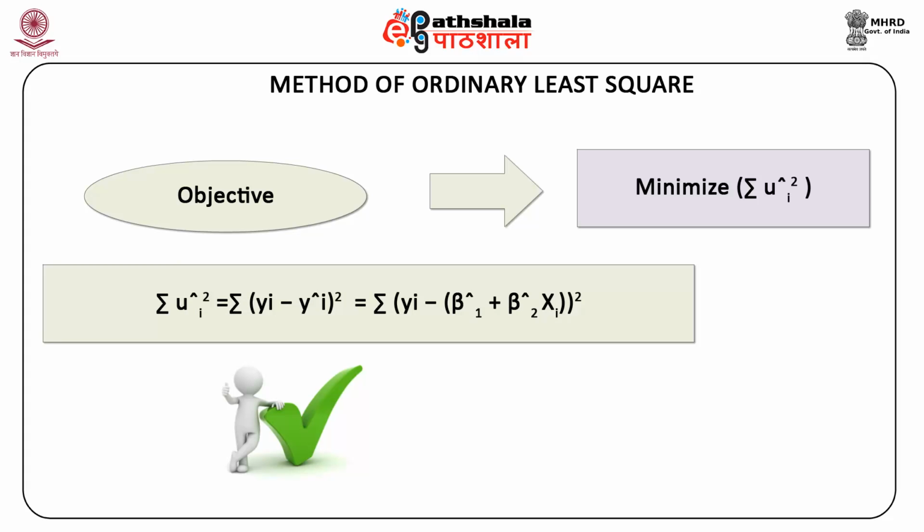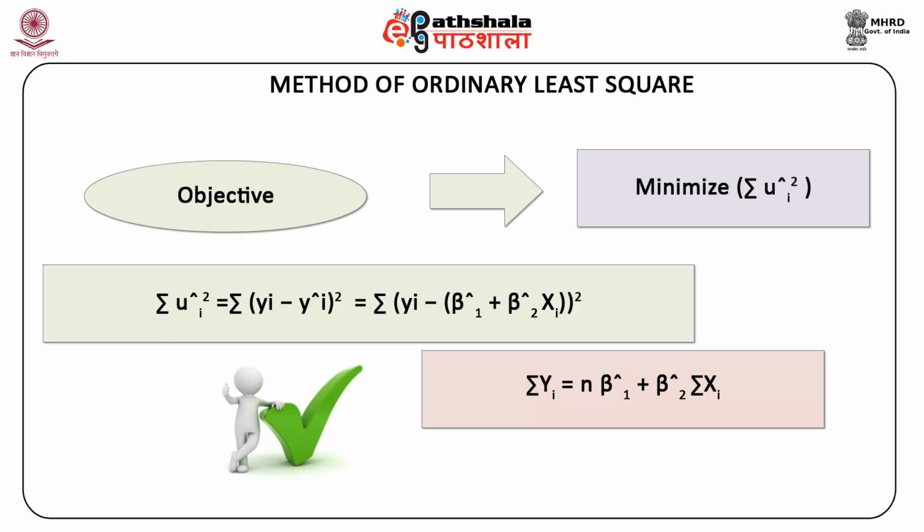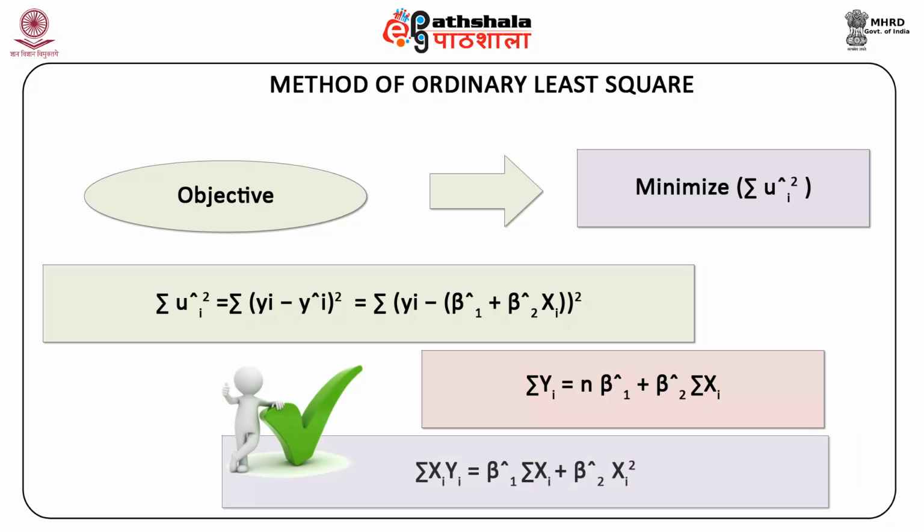Sigma u hat i squared is equal to sigma (yi minus y hat i) squared, which is equal to sigma (yi minus (beta hat 1 plus beta hat 2 into xi)) squared. Sigma yi is equal to n beta hat 1 plus beta hat 2 sigma xi. Sigma xi yi is equal to beta hat 1 sigma xi plus beta hat 2 sigma xi squared.